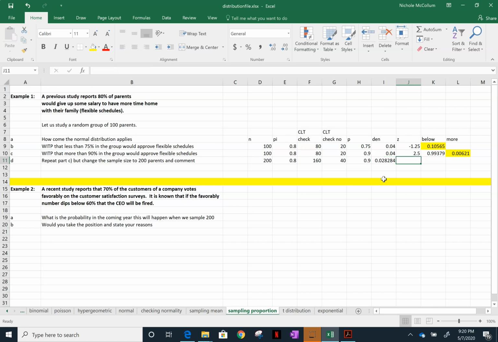What does that do to the z value then? If the spread factor, the denominator, gets smaller, what will happen to the z? Let's think about fourth grade algebra. The numerator hasn't changed, that's p minus pi, but the denominator has gotten smaller. If the denominator gets smaller, what happens to your whole fraction? You guessed it, it gets larger. That's good old algebra. And so now it's even more impossible to get to 90% if we have 200 people.